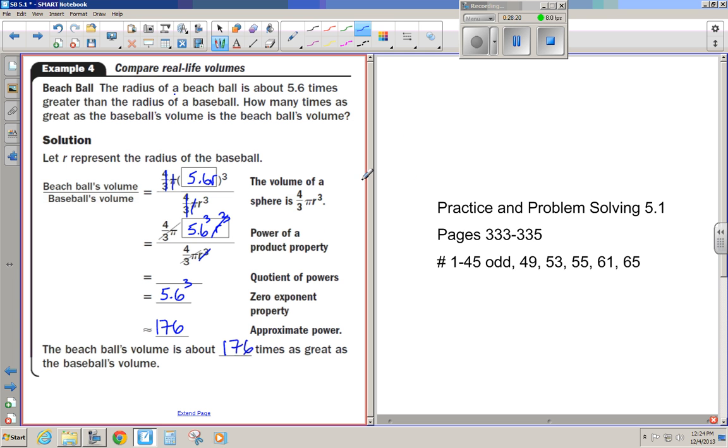All right, so you need to finish the rest of the guided practices, and this is what we will be doing in class next time. Good luck.